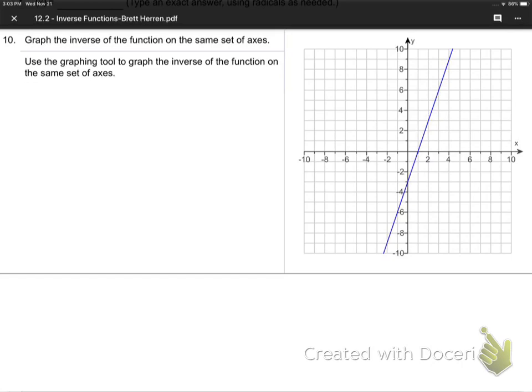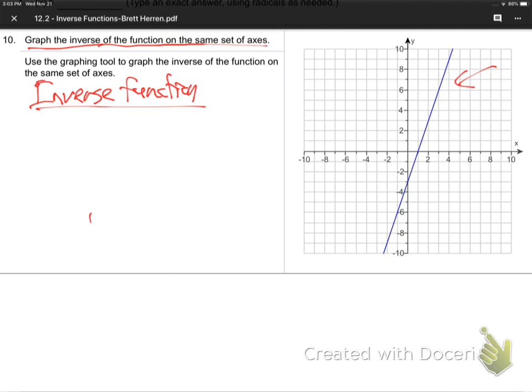Okay, on this question they say graph the inverse of the function on the same set of axes. So here they have some function, and they want me to graph the opposite of that, the inverse function. Now, how do I graph the inverse function? Well, this can be a little different because they're not giving me an equation. So an inverse function, what does it do? What is an inverse function?